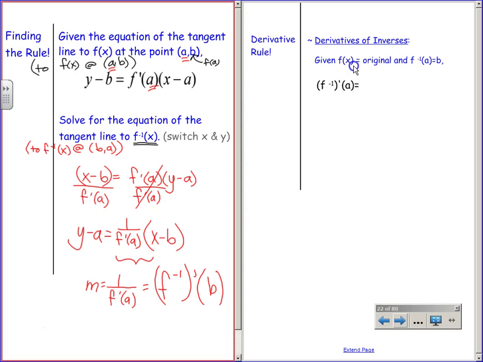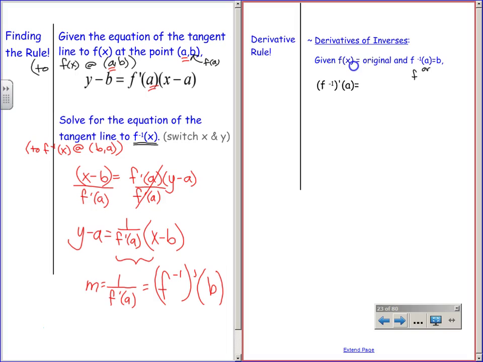Here's the derivative rule. The derivative of inverses. Given f is an original and f inverse of A is equal to B, which also corresponds to, I'm going to put a little or, and I want you guys to actually put it as well, or f of B equals A.